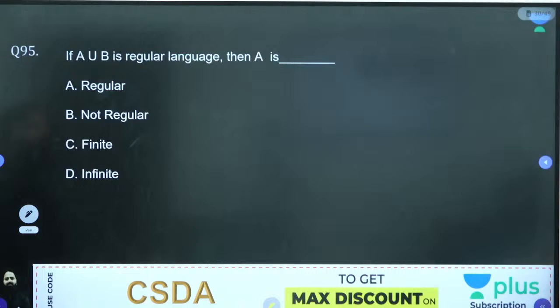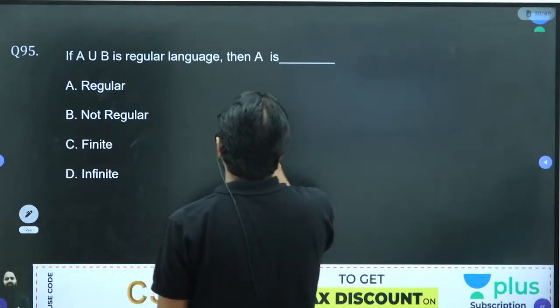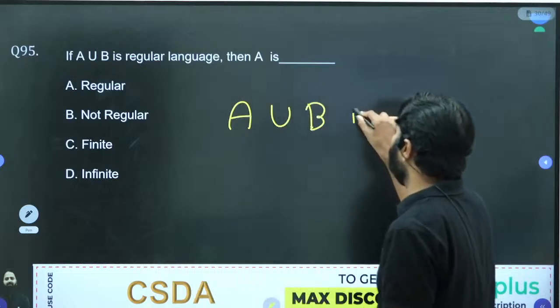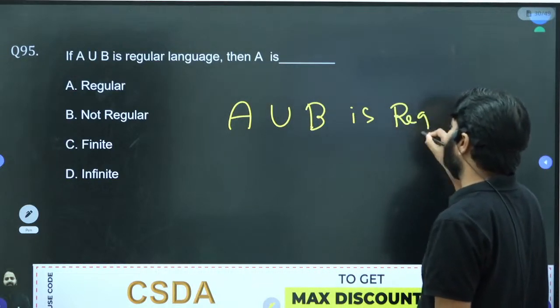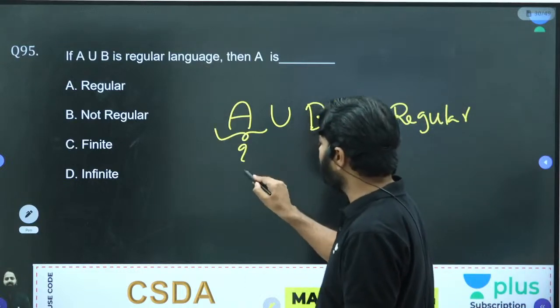Go for this. A union B is regular. So the result is regular. That's all we know. We don't know about A and B. What happens to this A? Can you tell me what happens here?